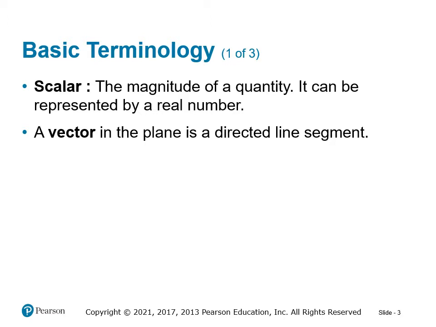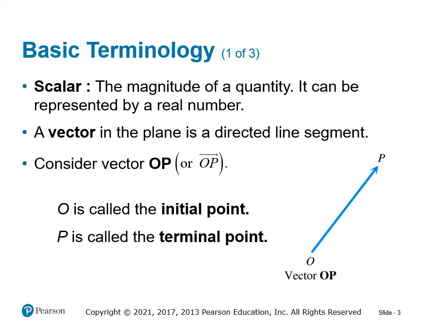A vector in a plane is just a directed line segment. You might also have heard it called a ray. It's also used to denote a vector. So here's an example of one. Here you have the vector OP. It can be written with capital letters OP or the capital letters with a ray on top of them. O is called the initial point. You see where it's beginning, and P is the terminal point where it ends, or the direction it's going to, and you can see that with the arrow.